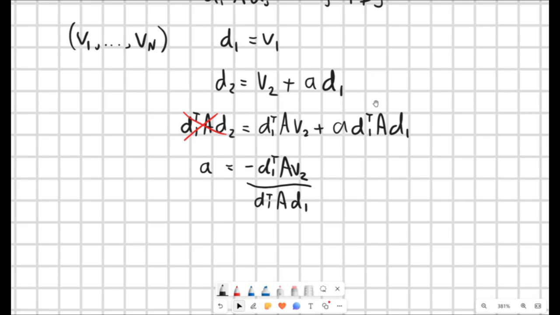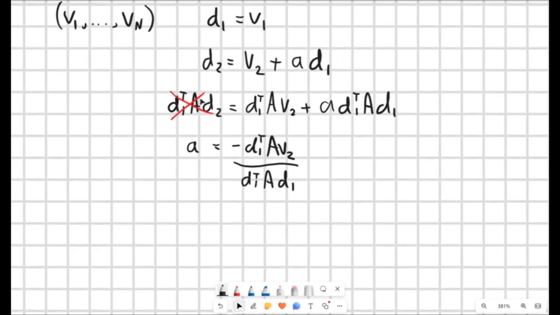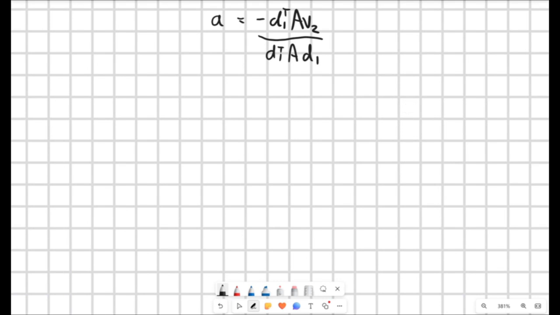So now we have our first search direction, D1, and we have a method for choosing the next one, substituting the constant into here. Starting from V2, we can now choose our second search direction, and by definition, because of this, it's going to be A orthogonal to D1. Okay, fine. So now we're going to move on and see if we can pick our third search direction. We're going to say that D3 is equal to V3, plus another constant times the second search direction plus another constant times the first search direction. And basically we're going to apply the same trick again.